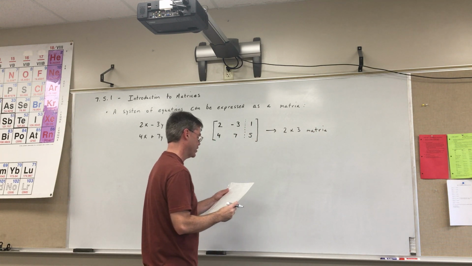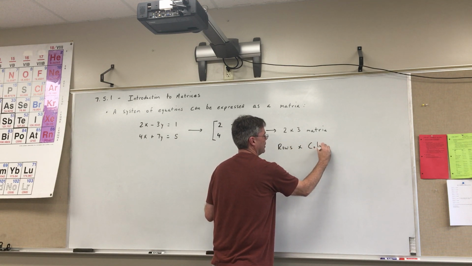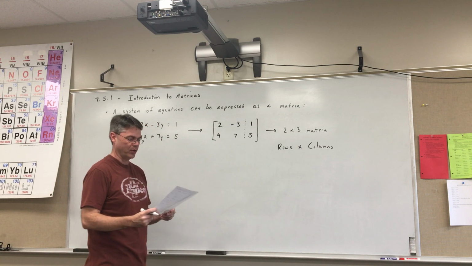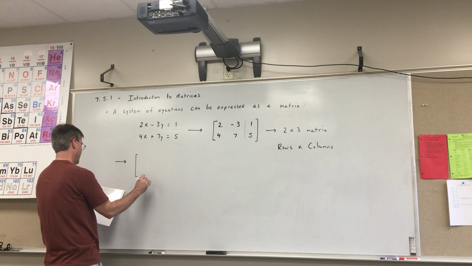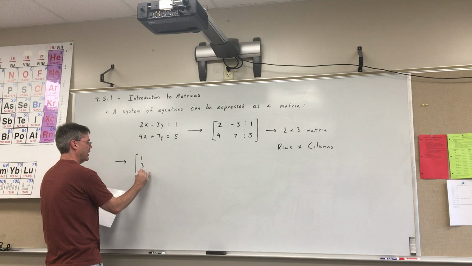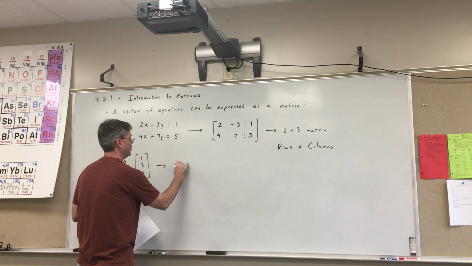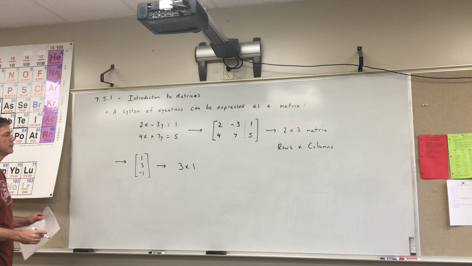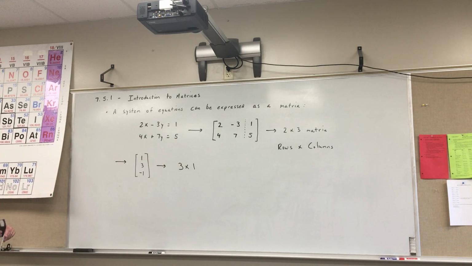Matrices are expressed in rows times columns. Rows are horizontal, columns are vertical. If we were to have a matrix where we just have 1, 3, negative 1, it has 3 rows and 1 column, so we would call that a 3 by 1 matrix. I'm going to give you just a second to finish writing that down.